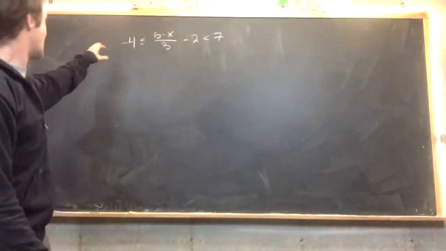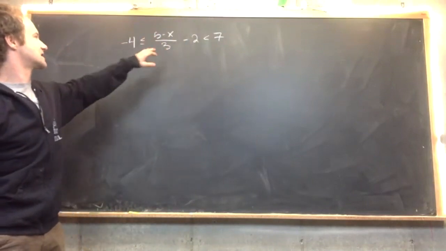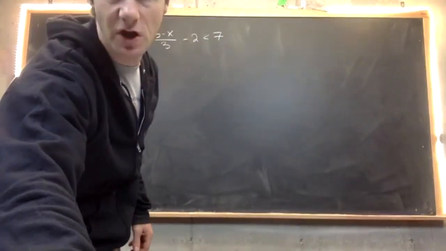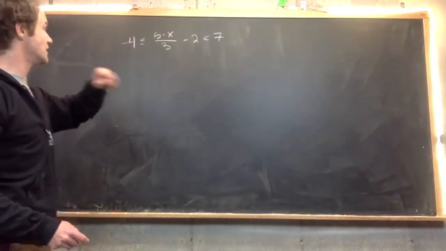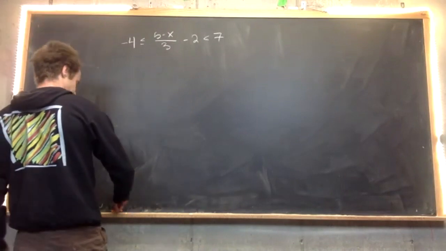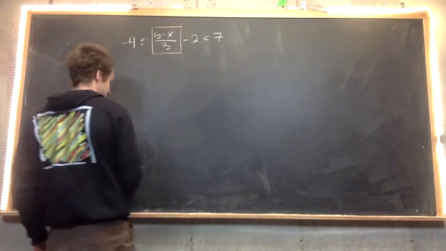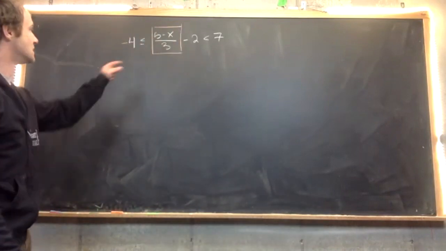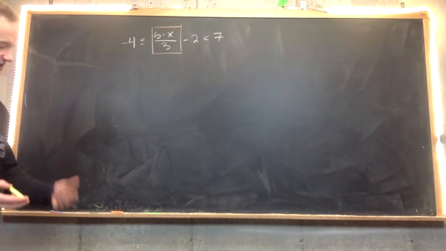So this last one had -4 is less than or equal to all of this stuff. So 5 minus x over 3 minus 2 is less than 7. So the first thing that I want to notice is that maybe a good thing to do would be to add 2 to all parts of this inequality so that we can maybe not isolate the variable just yet, but isolate this stuff that the variable is wrapped up in. So notice the variable is wrapped up in this 5 minus x over 3 stuff, and it's easier to isolate that than it is the variable just initially.